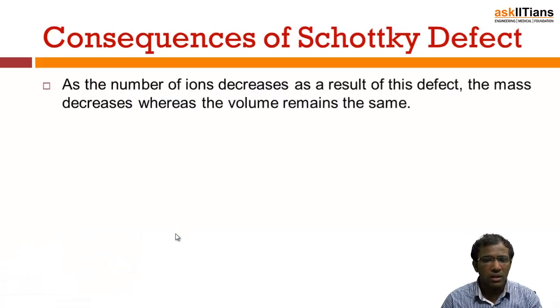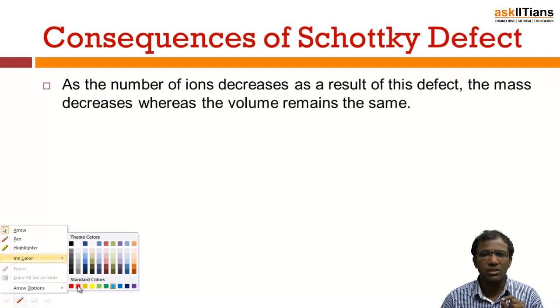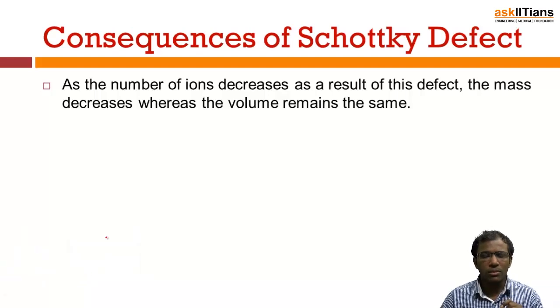Okay, the first is that as the number of ions decreases because of this defect, the mass decreases, whereas the volume remains the same. Here the ions are missing from their lattice sites. Since the ions are missing, the number of ions is decreasing, so obviously the mass of the crystal is going to decrease. But the volume still remains the same. So mass decreases whereas volume remains constant.